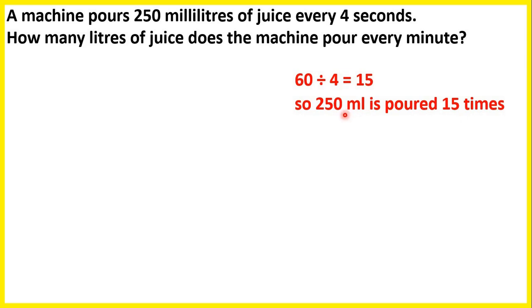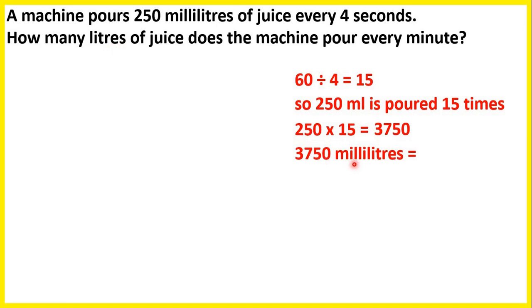So to work out how much juice is poured, we can multiply 250 millilitres by 15. So we could use long multiplication to work this out, and that would give us 3,750. But that's the number of millilitres, and we want to know how many litres.